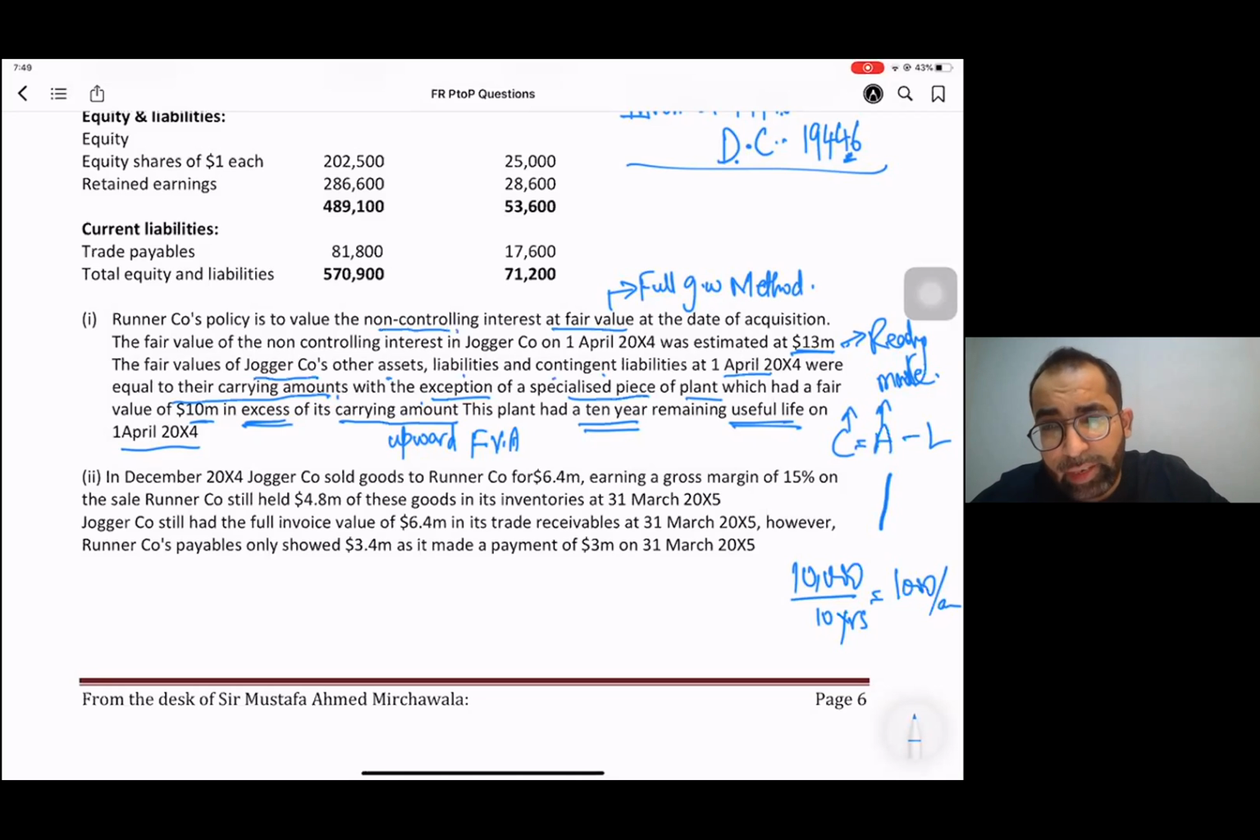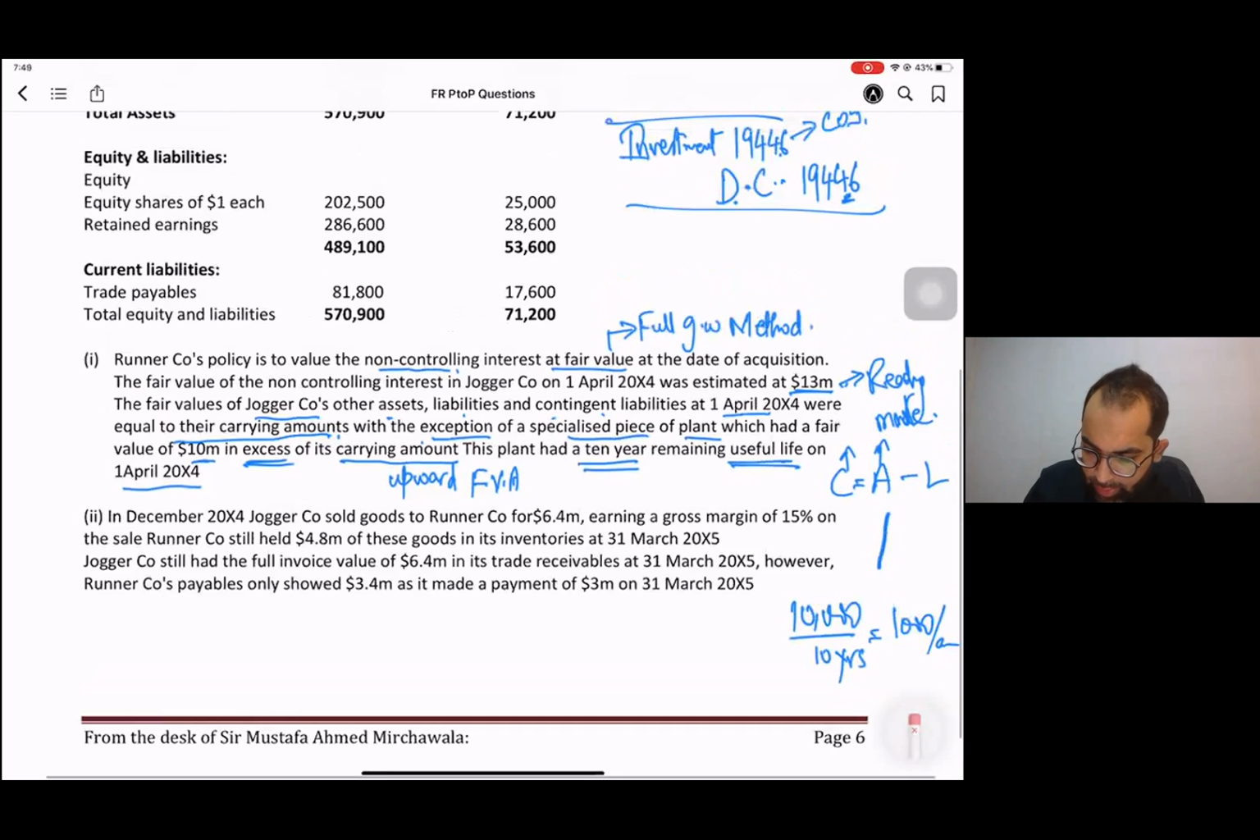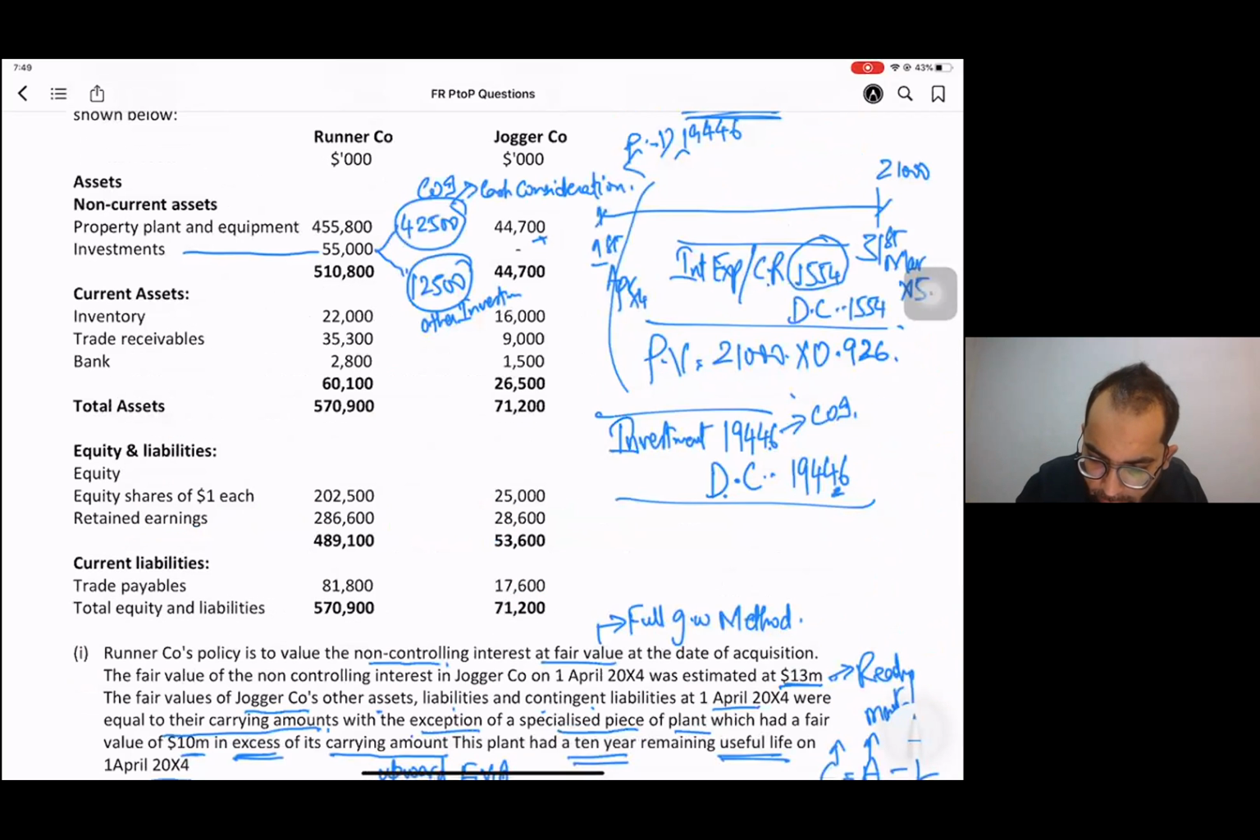Okay. And one very important thing, one last thing: whatever you add or less in the reporting date packet, you need to adjust in the asset side as well. That is 9,000. So what you will do, listen, you will add 9,000 in S company's property, plant and equipment.